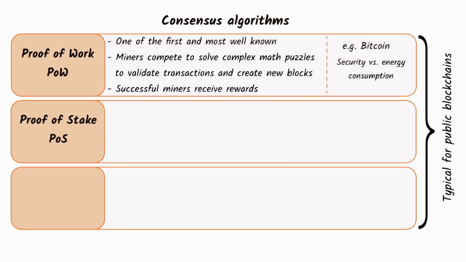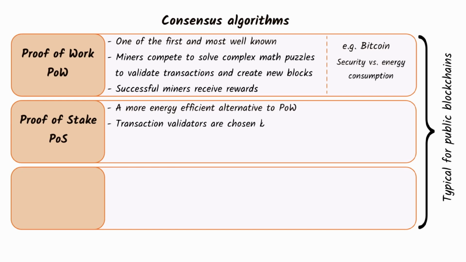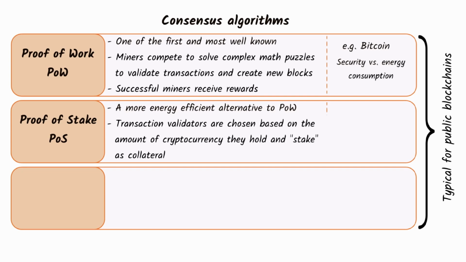As we just learned, POS was introduced as a more energy-efficient alternative to POW. In POS, validators are chosen to create new blocks and validate transactions based on the amount of cryptocurrency they hold and are willing to stake as collateral. The more tokens a validator stakes, the higher the chances of being selected to validate the next block.